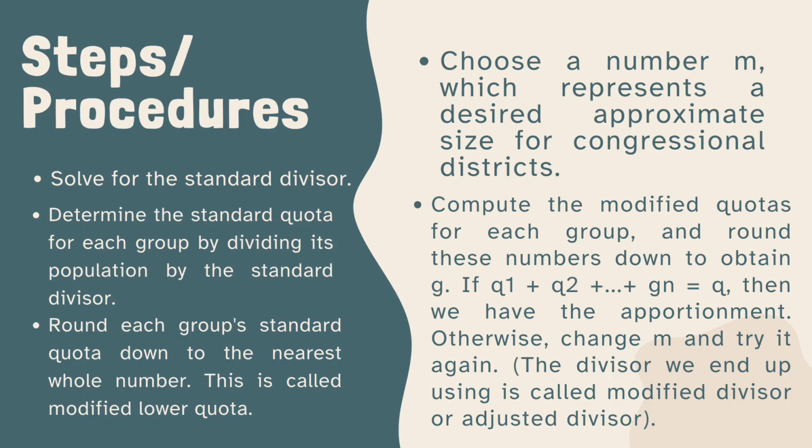Choose a number m which represents a desired approximate size for congressional districts. And then you have to compute the modified quotas for each group and round these numbers down to obtain Q. If Q1 plus Q2 plus ... plus Qn is equal to Q, then we have the apportionment. Otherwise, change m and try again. The divisor we end up using is called a modified divisor or adjusted divisor.